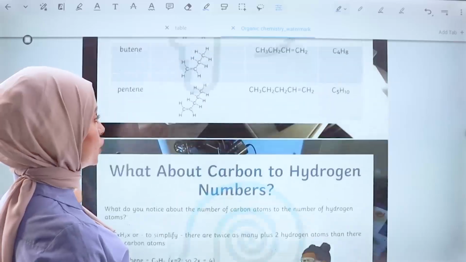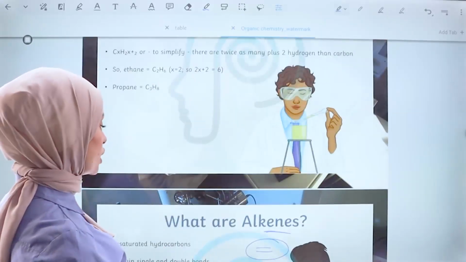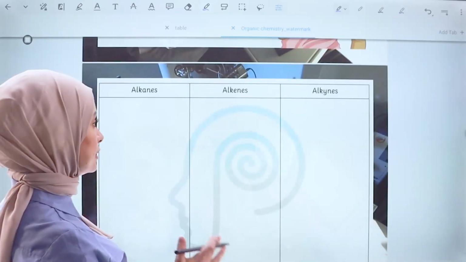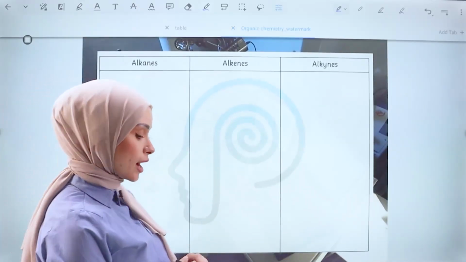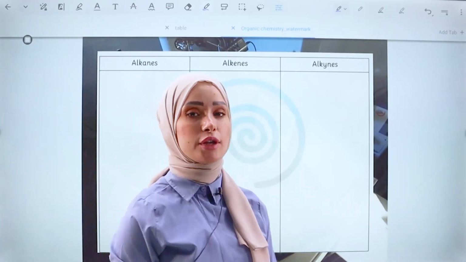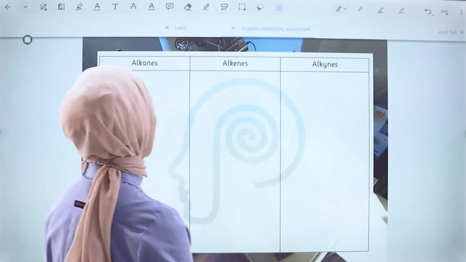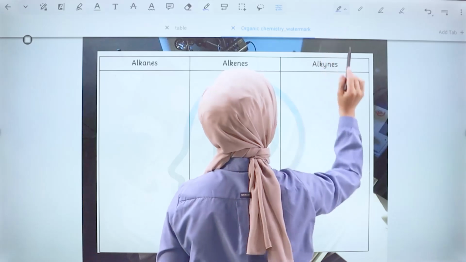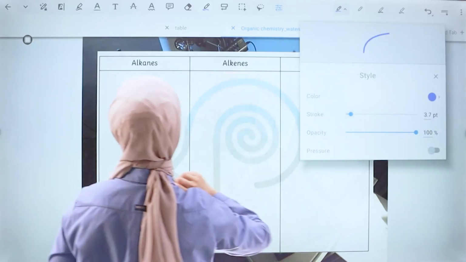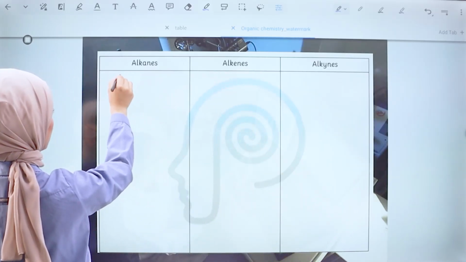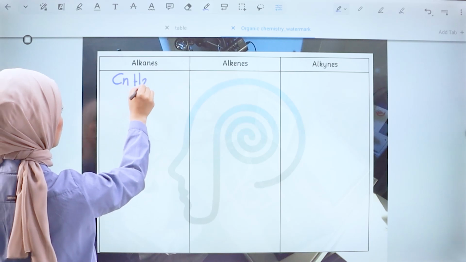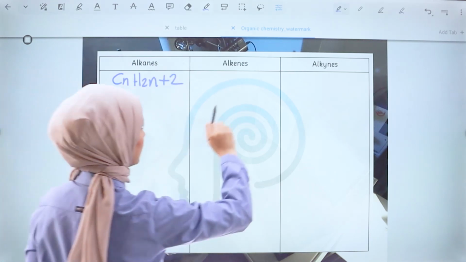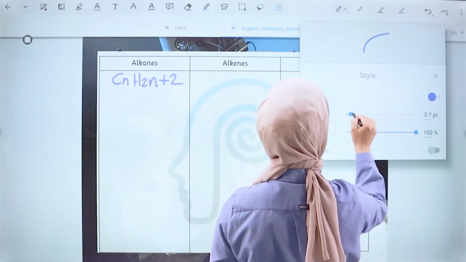So after knowing the main parts, let us now write the general formula for the compounds. Now, alkenes have a general formula of CnH2n plus 2. Please concentrate. This is a really easy chapter. For example, let's have a quick example.